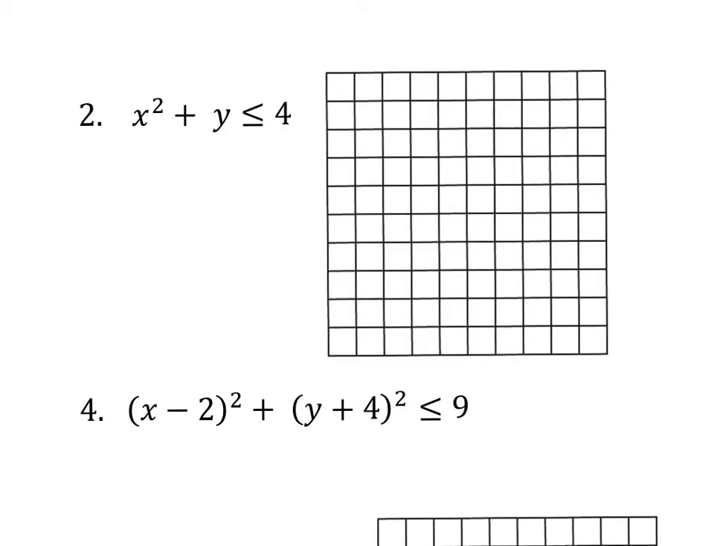All right, number 2 is a little bit different because this time we have x squared. So I'm going to do the same concept. I'm going to isolate y. And I'm going to get y less than or equal to -x squared plus 4. This is a parabola. Let's do a quick recap.